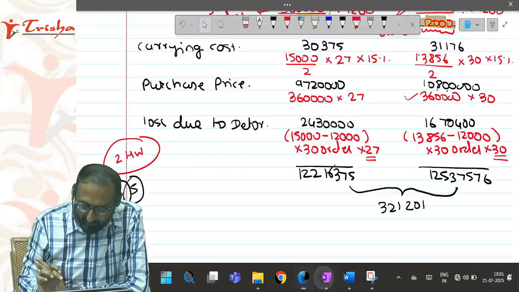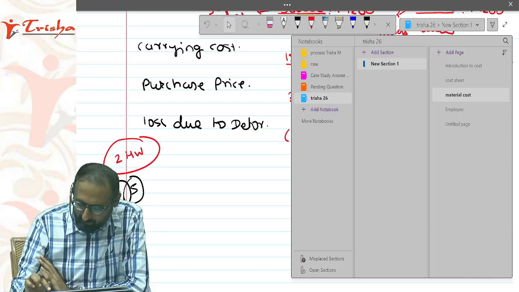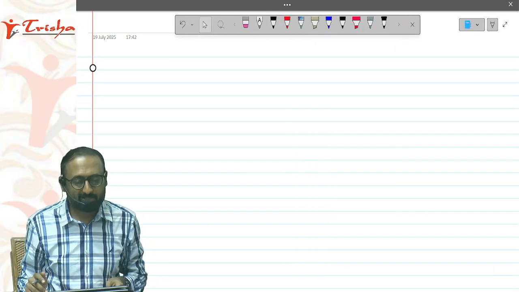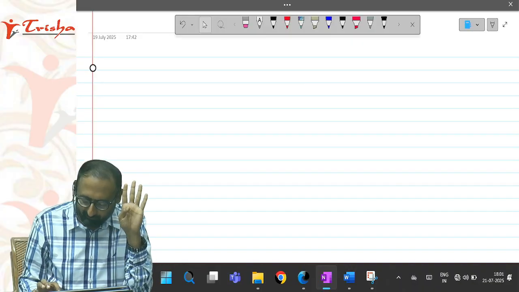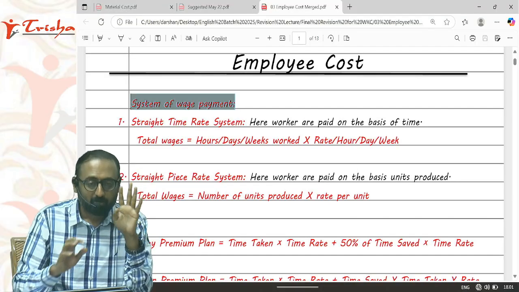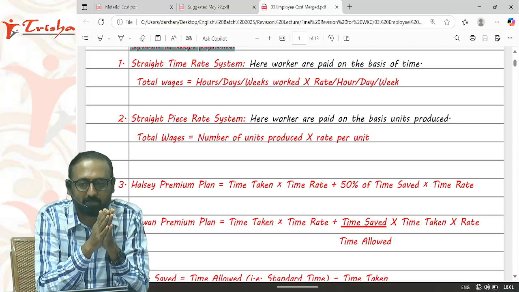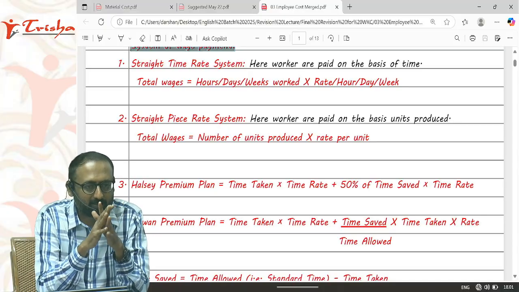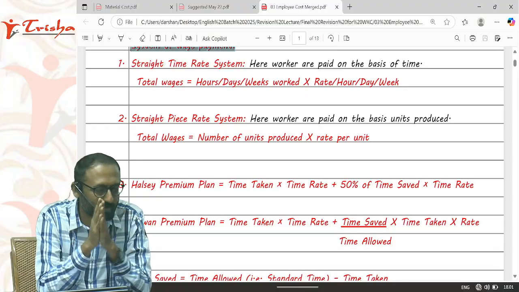First part we will discuss. Everyone, please concentrate. First part we are going to discuss is the various types of labor payment systems. There are four types of labor payment system applicable in your syllabus. First one is the time rate system. Second one is the piece rate system. Third one is HALSE. Next one is ROWAN. Only these four formulas are applicable in your syllabus.